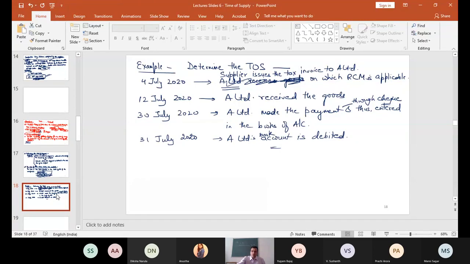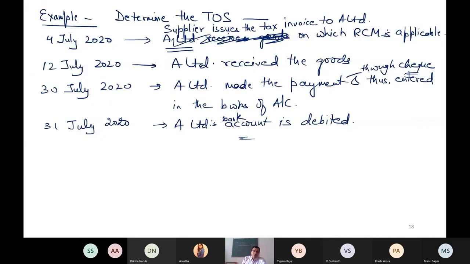Second point, it is a supply of goods, this is sure. If goods, then I have only section 12. Within section 12, is this a supply on which the supplier is liable to pay the tax? Answer is no, because RCM, reverse charge mechanism, is applicable, so the recipient is liable to pay the tax. So I have to apply section 12(3). And if I apply section 12(3), the time of supply is the earliest of the following.